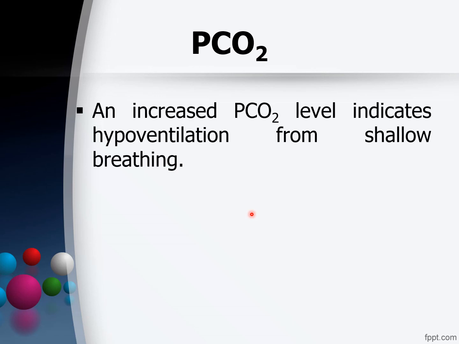So one of the parameters that is used to determine the presence of respiratory acidosis or alkalosis is through the PCO2, or the partial pressure of arterial carbon dioxide. The partial pressure of the arterial carbon dioxide reflects the level of carbon dioxide in the blood. An increase in the PCO2 level indicates hypoventilation from shallow breathing.